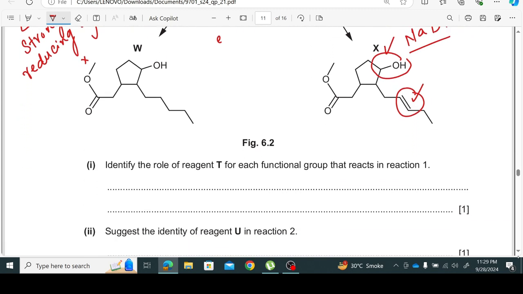Identify the role of T for each function group that reacts in reaction 1. It is the reducing agent. Yes, it is actually doing the reducing, a reducing agent.